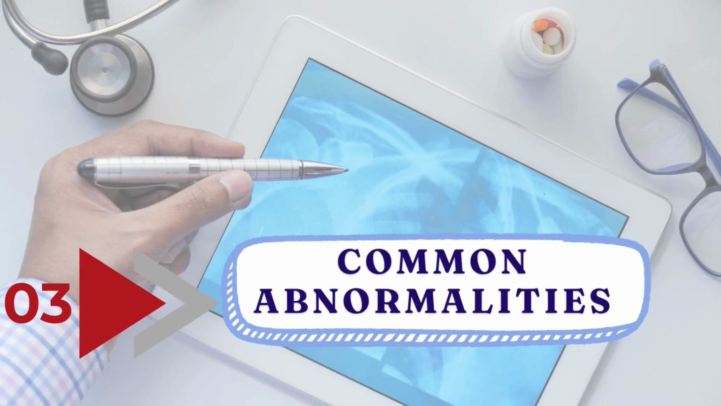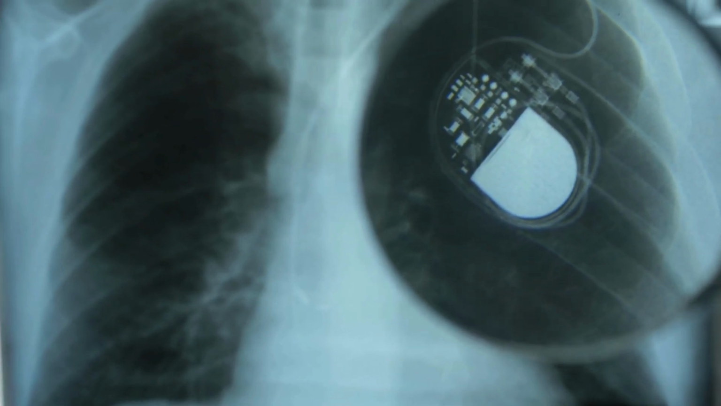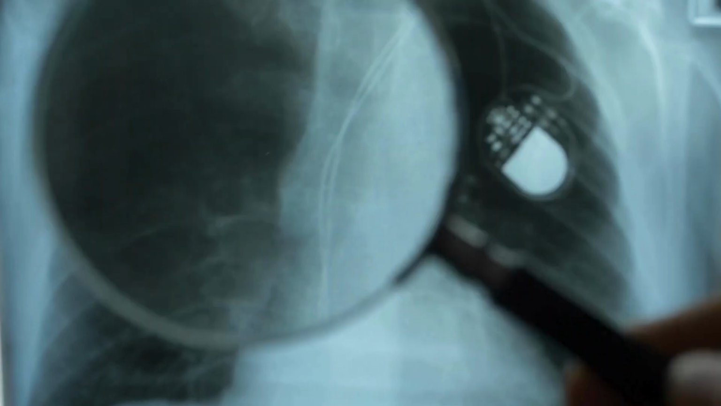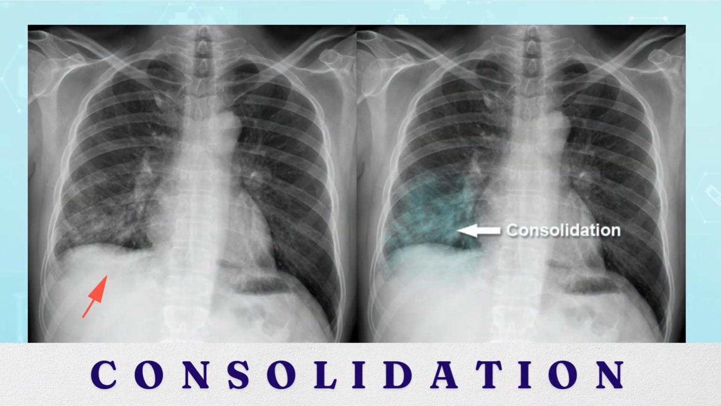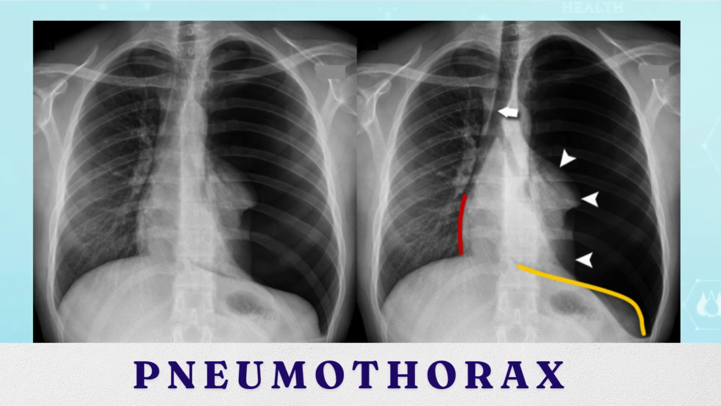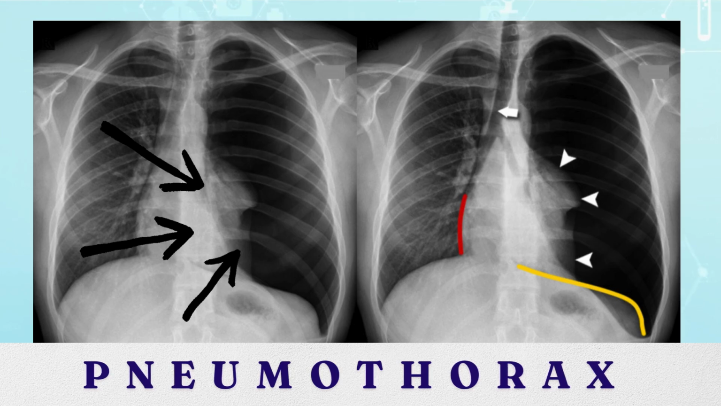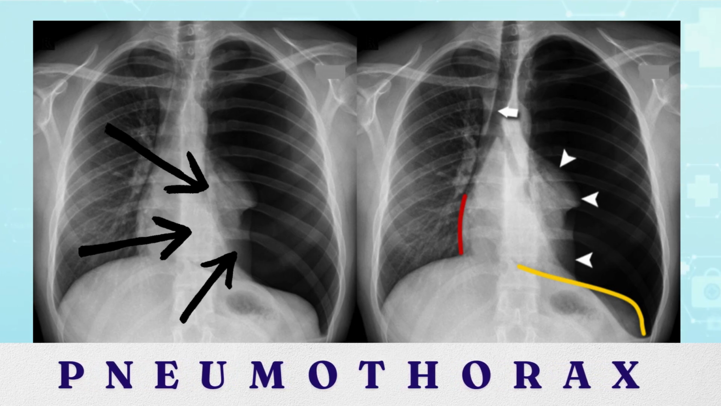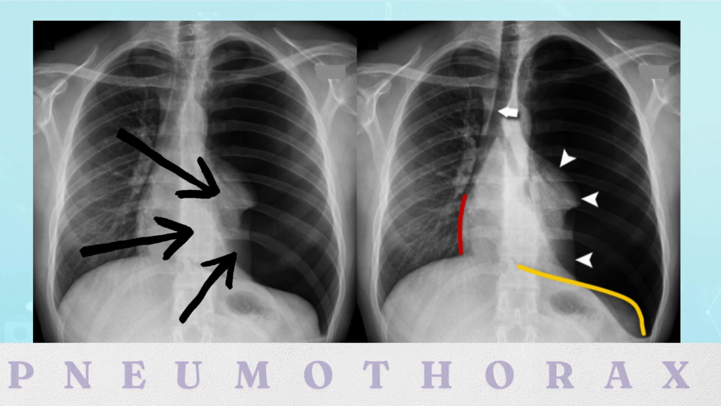Step 3. Common abnormalities. What to look for. Now let's talk about the common abnormalities you might encounter on a chest x-ray. Consolidation. If a portion of the lung looks whiter than the surrounding tissue, it could indicate pneumonia or fluid. Pneumothorax. This happens when air leaks into the pleural space, causing the lung to collapse. It often appears as an area of black space where the lung should be.